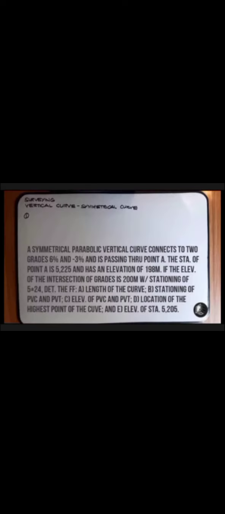A symmetrical parabolic vertical curve connects two grades 6% and negative 3% and is passing through point A. The station of point A is 5225 and has an elevation of 198 m. If the elevation of the intersection of grades is 200 m with stationing of 5 plus 245, determine the following. A. Length of the curve.